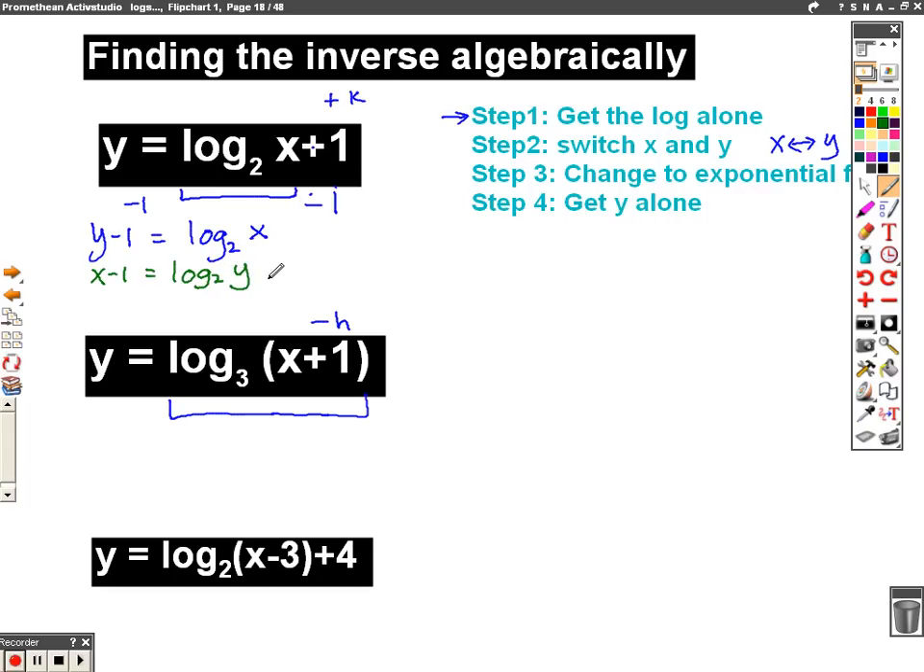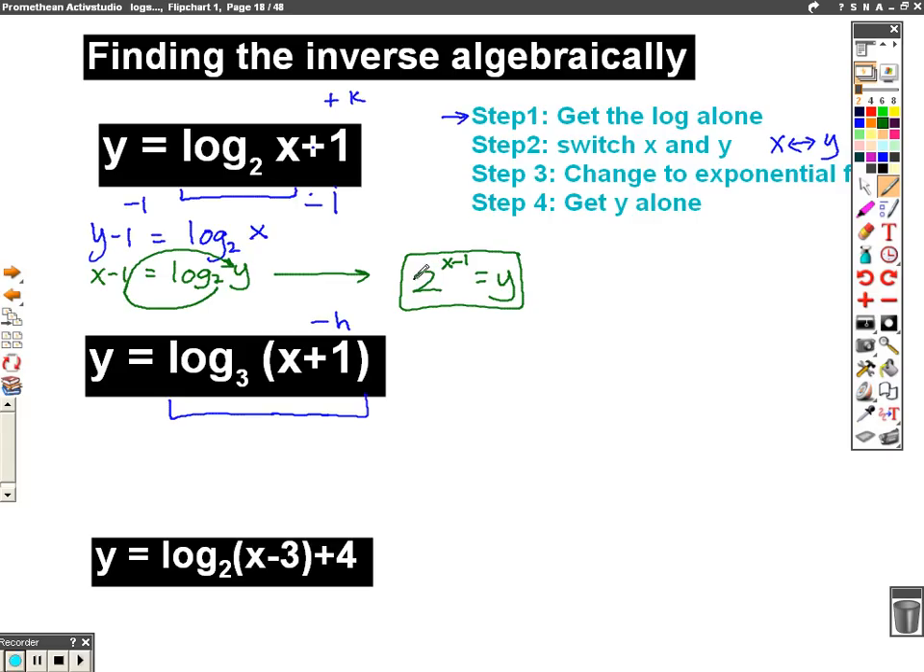Okay, next step is change to exponential form. So I'm going to go 2 to this power. Now notice, I used to have my arrow going this way, but that's because I had an equal sign on that side. I need to go towards the equal sign. So 2 to this whole power equals that. So if I want to change this to exponential form, I will get 2 to the x minus 1 power equals y. And then get y all by itself. Well, y is all by itself, so I don't have to worry about it. That would be the inverse of this.